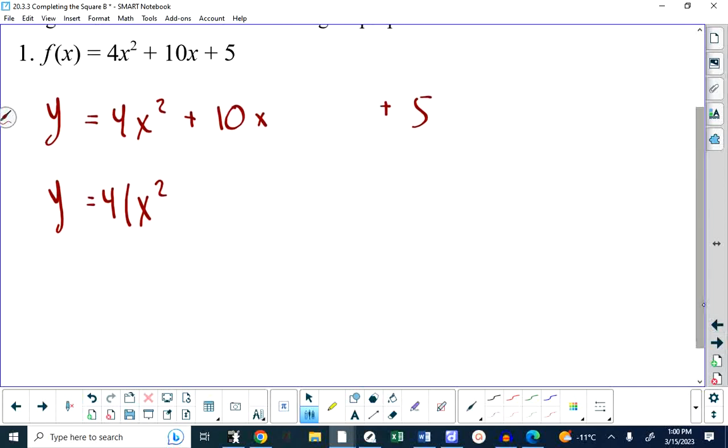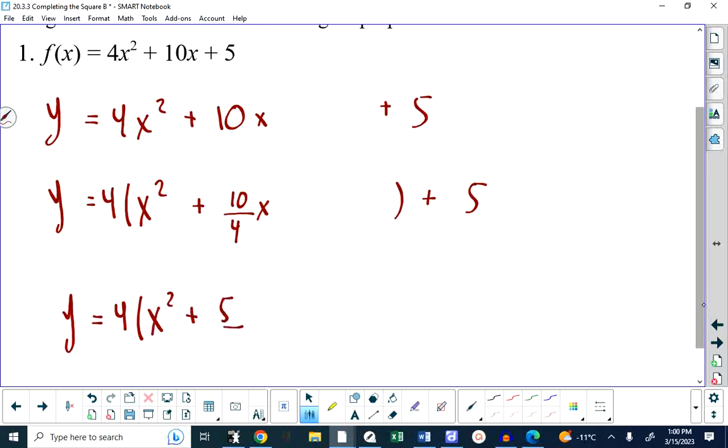So what I have left here is going to be 10 over 4 times x. I'm dividing by 4. But we wrote that down. We're going to write down another line before we do anything else, because 10 over 4 can be simplified. It's 5 over 2. And now we're ready to add our mystical number that makes this a perfect square.